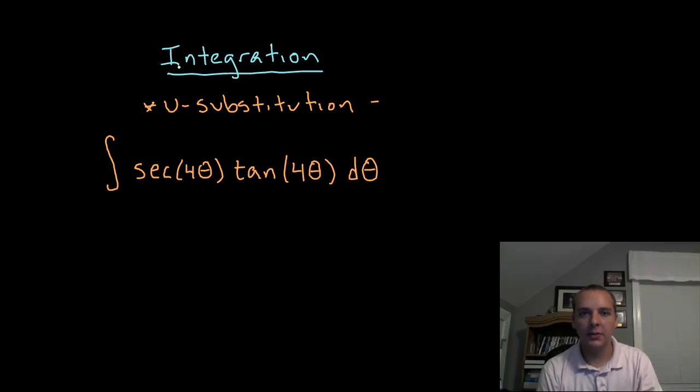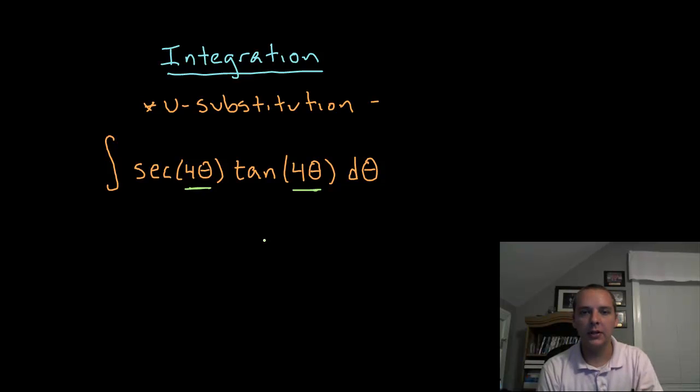In this exercise, we're being asked to integrate secant 4 theta, tan 4 theta, d theta. One thing that jumps out at me right off the bat is this composition that we have with this 4 theta. It seems a little unusual that there's two terms that have composition with 4 theta, but we'll see how that plays out at the end.